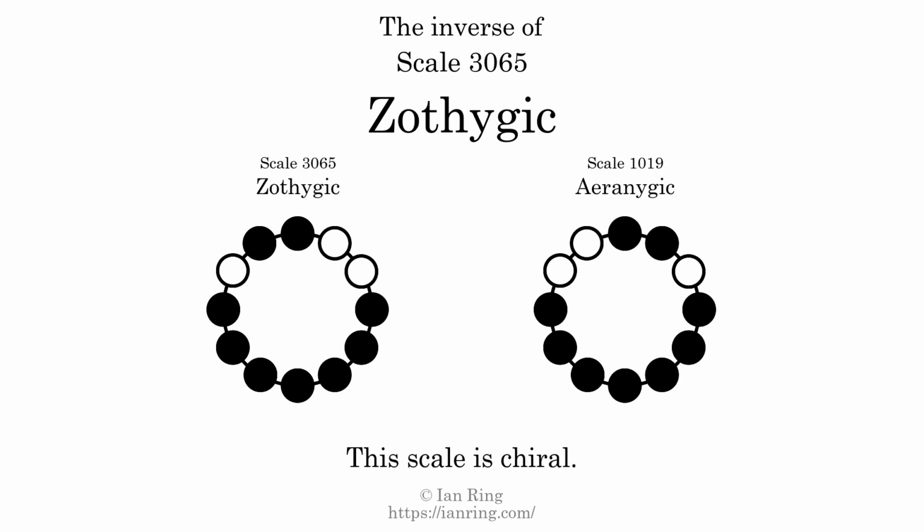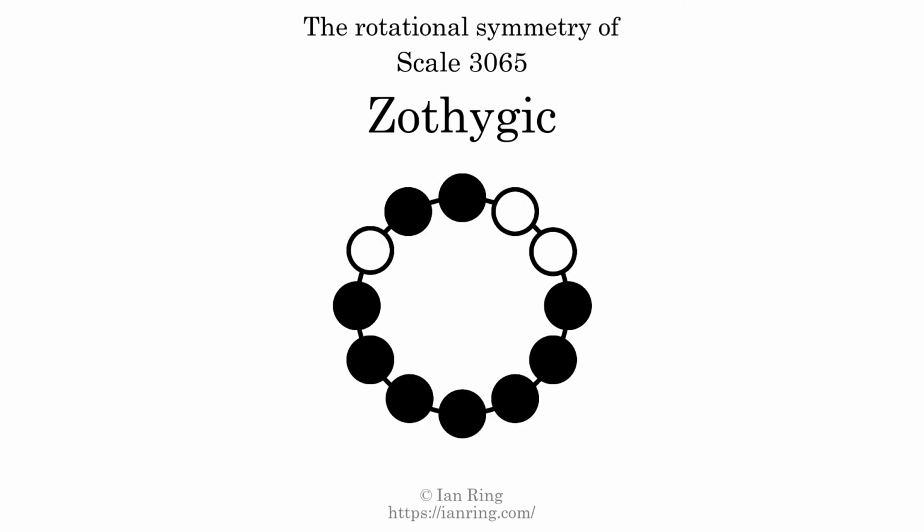The inverse of a scale is a mirror image. It is what you get when the sequence of intervals is reversed. The inverse of this scale is scale 1019, also known as Ionic. This scale is chiral. It cannot transform into its inverse by rotational transformation. This scale has no rotational symmetry.